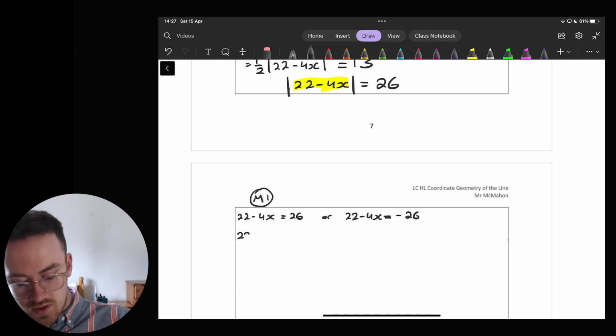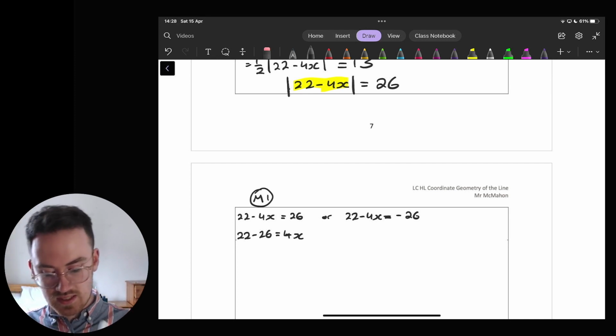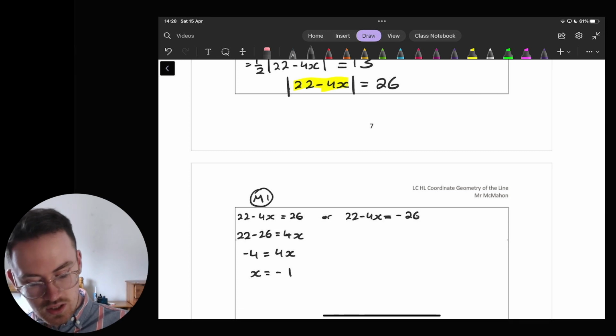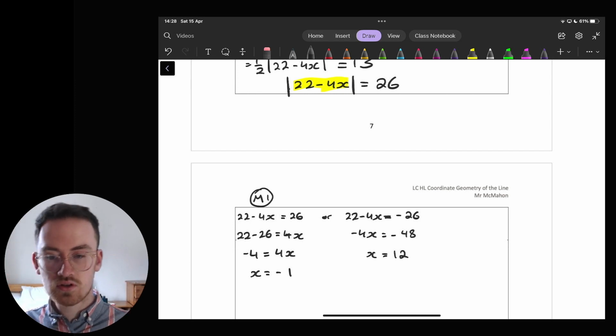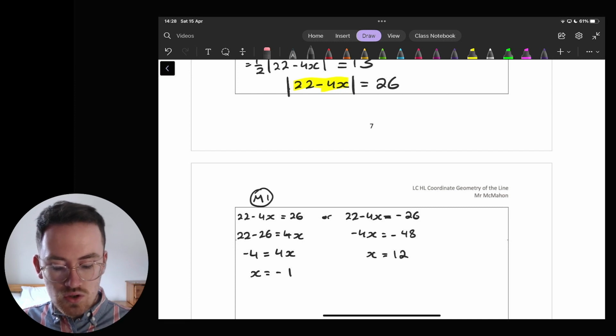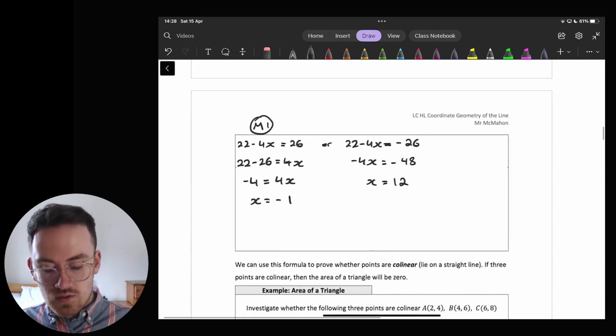So continuing on, 22 minus 26 is equal to 4x. So we're getting the 4x over this way and the 26 over the other way. So I get minus 4 is equal to 4x, and I get that x is equal to minus 1. Or here, doing something similar again, minus 4x is equal to minus 48. So x is equal to 12. Okay, x is equal to 12. So again, we come up with two answers, which is what we expect.